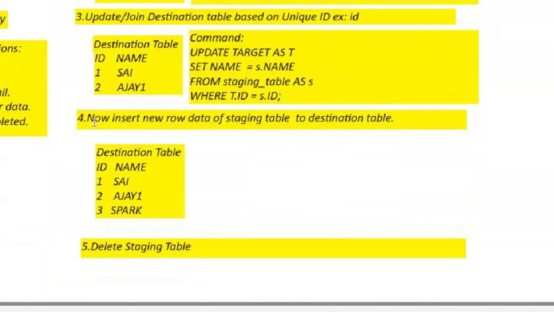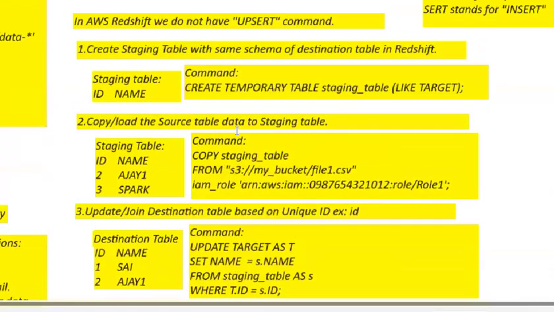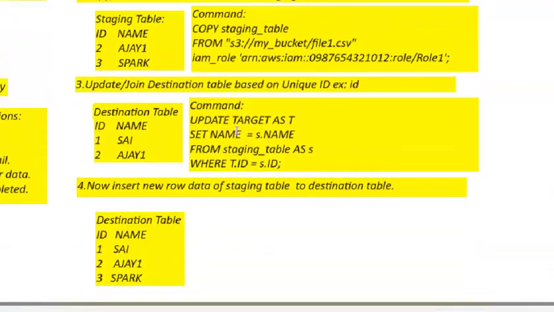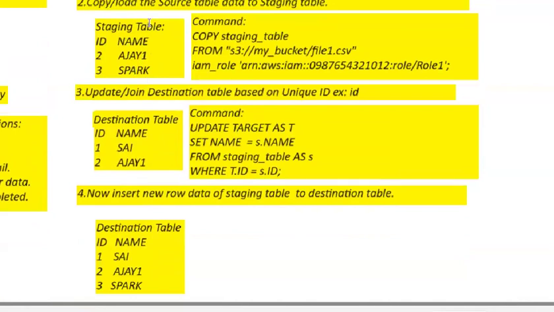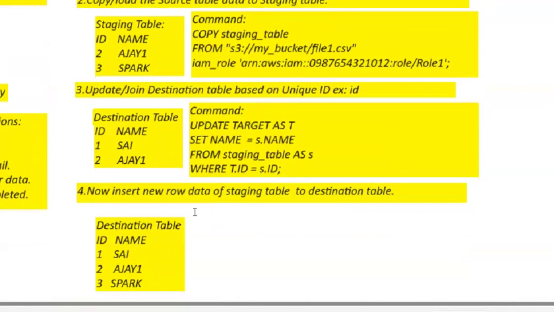Now, the fourth step. What is that? Now insert new rows of the staging table into the destination table. So what are we expecting to do? We are expecting to insert whatever new rows are present in the staging table into our destination table by using some command. So let's see the command for that as well.